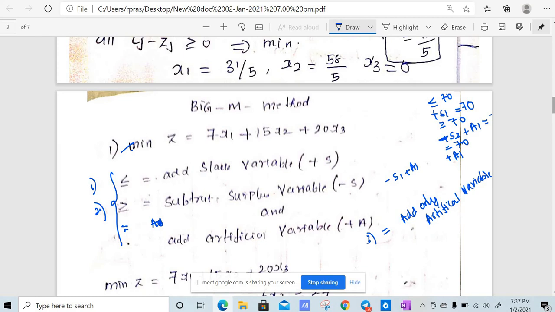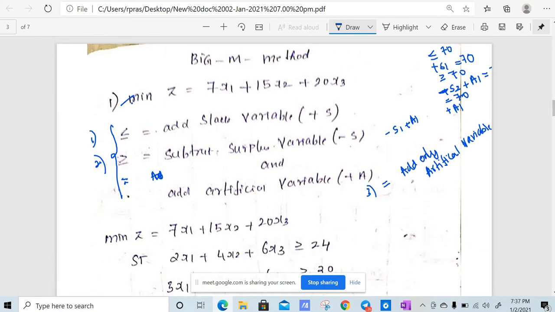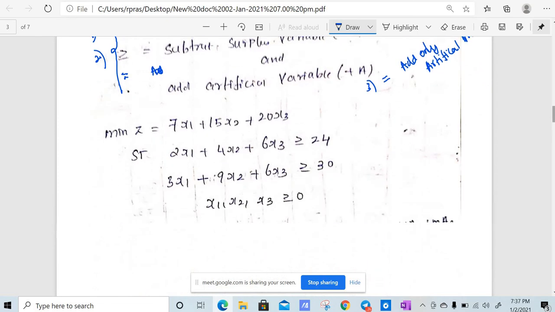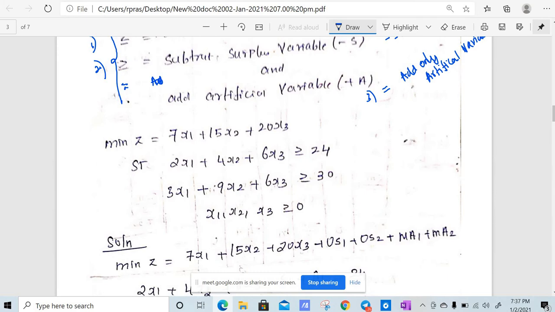Yes. So now we will do one minimization problem and one maximization problem in big M method, very similar to simplex method, right? Now if you understand the first step, then both are similar. You can see the first problem is, minimize z equals 7x1 plus 15x2 plus 20x3, and we have two constraints, 2x1 plus 4x2 plus 6x3 greater than or equal to 24, and another greater than or equal to 30. So we have greater than or equal to, that means we need to subtract a surplus variable and add one artificial variable.